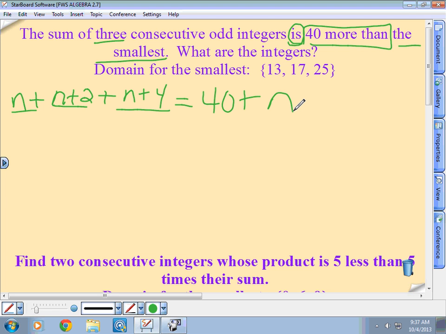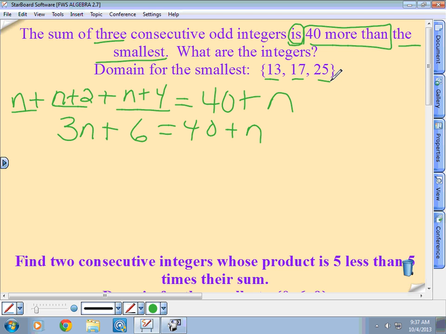So let's simplify this side. How many n's do I have? 3. What do my numbers add up to? 6. So 3n plus 6 equals 40 plus n. Now everyone do this. You're going to put in these 3 numbers for your n and tell me which of those gives you a true statement. Is it 13, 17, or 25? Everybody do that. And then raise your hand when you have it.